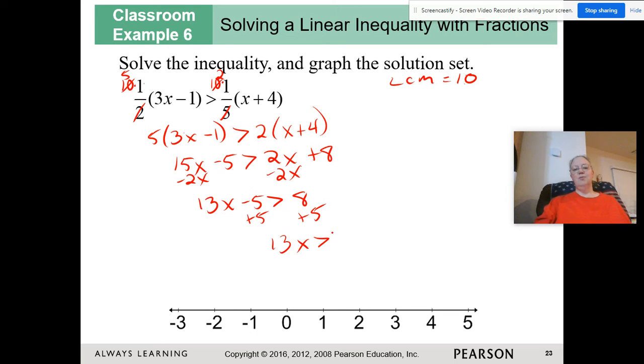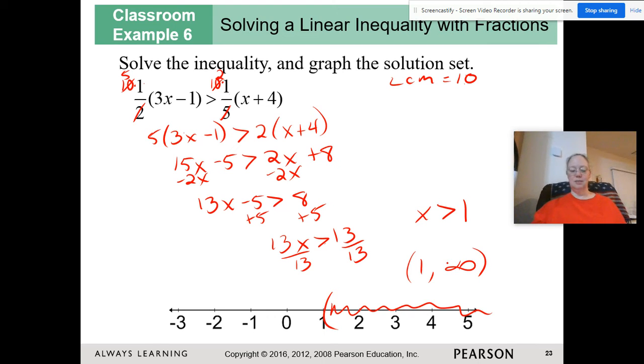13x is greater than 13. I'm dividing by a positive 13. I do not have to worry about reversing the symbol. x is greater than 1. So I'm going to shade and use parentheses. Interval notation: on the left, my shading starts at 1. On the right, it goes on to infinity. Parentheses on the 1, and infinity always gets parentheses.